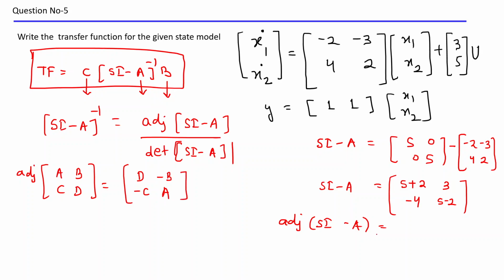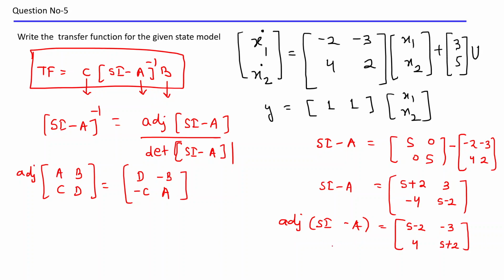Based on that, I write the adjoint here. The diagonal positions are reversed: s plus 2 will be here and s minus 2 will be here, and the off-diagonal elements remain in place but change their polarity. You can see 3 becomes minus 3, minus 4 becomes 4. So diagonal positions are swapped, and off-diagonal positions remain fixed, only changing their sign. So now this is the adjoint of that.